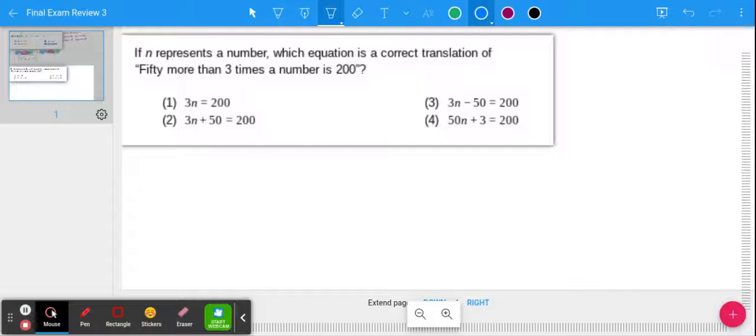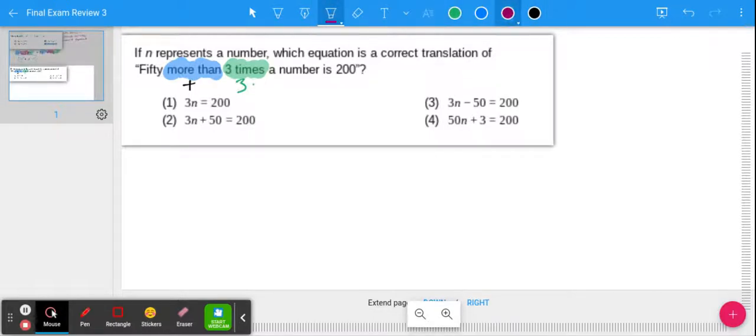It says if n represents a number, which equation is a correct translation of 50 more than 3 times a number is 200? So 50 more. There's a math word, more than. What does more than mean? More than usually means we're going to add. Then we have 3 times a number. So 3 times a number means we're going to triple it, 3 times it.